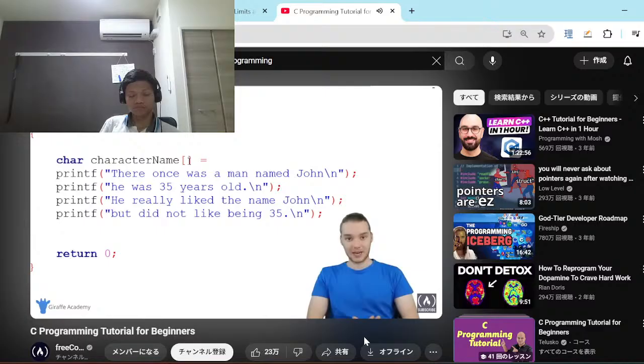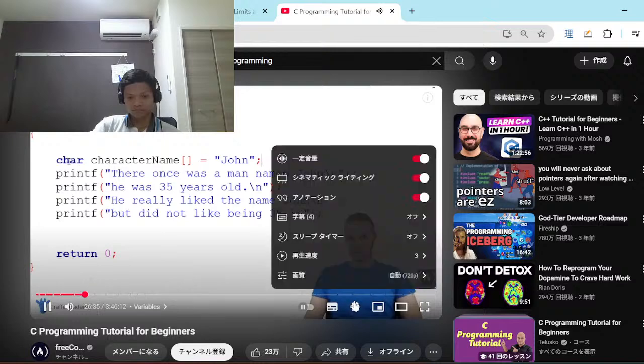I'm going to set this equal to something. So I'm essentially assigning a value to this variable. And I'm just going to make open and closed quotation marks. And inside here we're going to type out the value that we want to store. So in my case, I'm just going to store the character's name, which is John. And then as always in C, we're going to have to end this off with a semicolon. All right, so essentially what I did here was I created a variable, and I told C what I wanted to store in the variable.